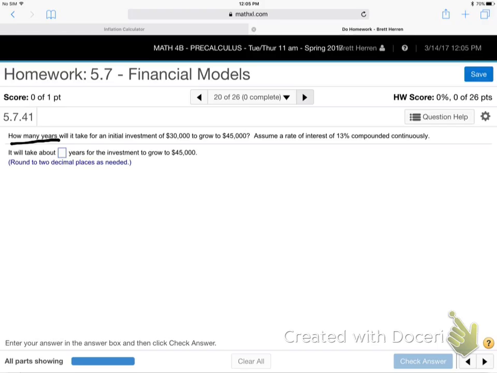So anyway, which formula am I going to use? Is it the PERT? Yeah, continuous. Look at that. Compounded continuously. So it is the PERT. So we're using the PERT formula this time because the compounding is continuous, which is kind of easier in some ways. All right. So give it a go.